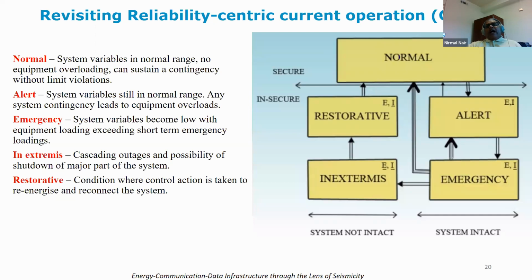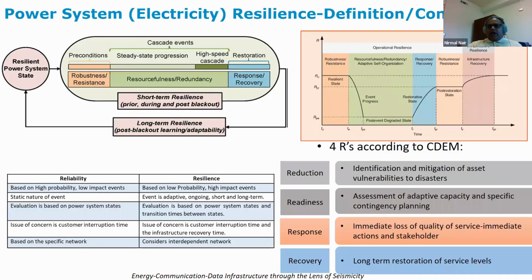So we started with some basics. Grid 1.0 is working on reliability-centric metrics: normal, restorative, alert, in extremis, and emergency. We proposed a new method based on resilience. Once again, some of you might have seen this in some of our earlier presentations. This is pretty much the same thing as I showed you in the previous slide. But now we added a couple of other items like short-term resilience and long-term resilience just to factor in the earthquake or the seismic aspect around it.